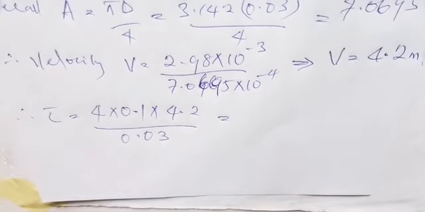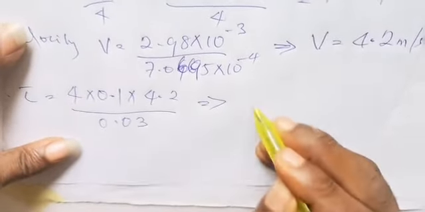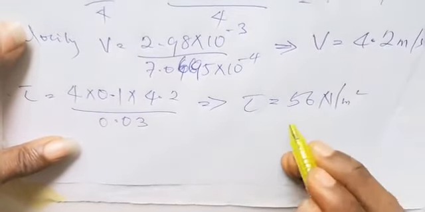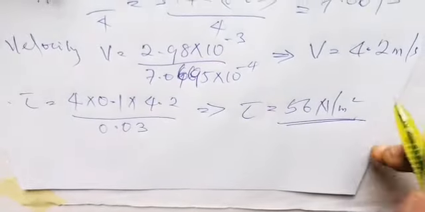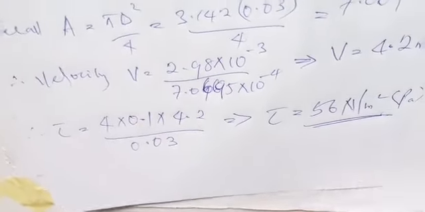So I have here 4 times 0.1 multiplied by 4.2 divided by 0.03. So that gives us the shear stress tau. This implies tau is equal to 56 newtons per meter squared, or you can simply say 56 pascal if you wish. So this becomes the shear stress of the fluid. That's the second question answered.